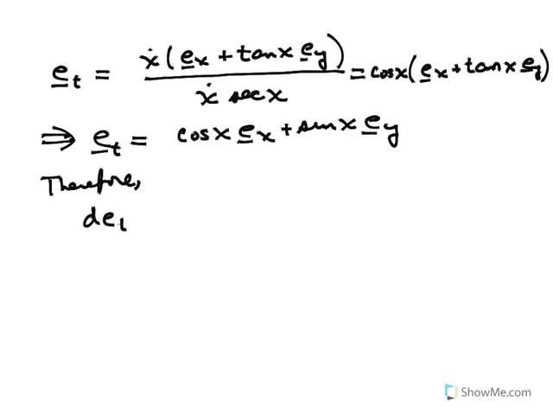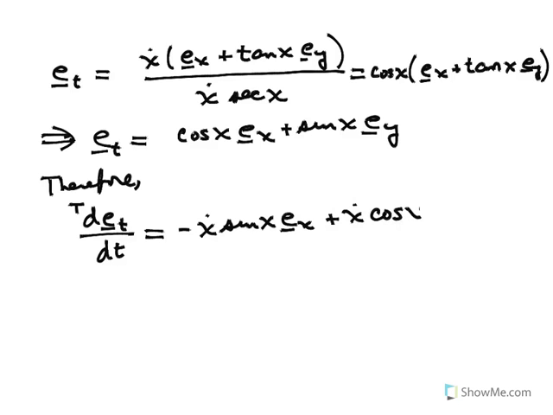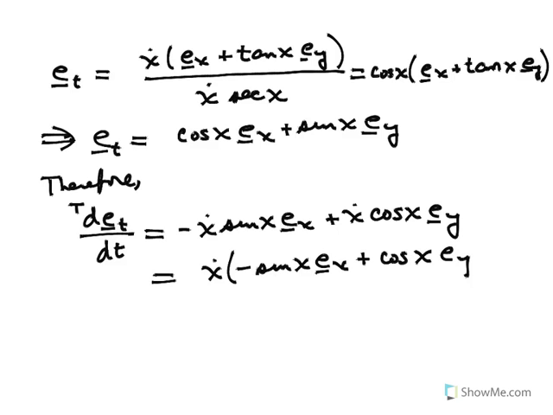So therefore, if I'm going to compute the rate of change of the tangent vector relative to the track, the basis vectors are fixed in the track. So this just gives me minus x dot times the sine of x times ex plus x dot times the cosine of x times e sub y. Now if you notice, I didn't have to apply the transport theorem because there's no rotation. Remember, we said that right at the beginning, there's no rotation. So this simplifies to x dot times minus the sine of x times ex plus the cosine of x times ey.